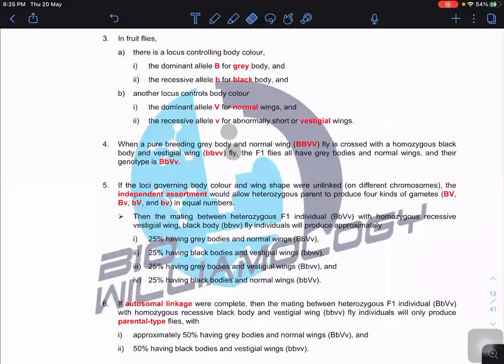The experiment has been done on what we call fruit flies. So there is a locus controlling the body color. We have the dominant allele big B, which codes for the gray color, and recessive small b, which codes for the black body. So gray versus black, gray is a dominant trait. Then another gene locus controls the wing shape. The shape of the wing. So we have the big V allele.